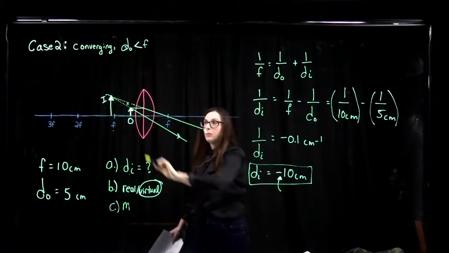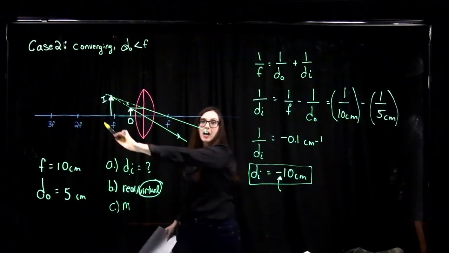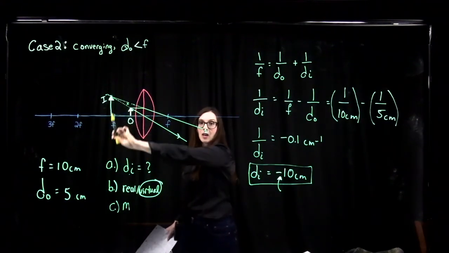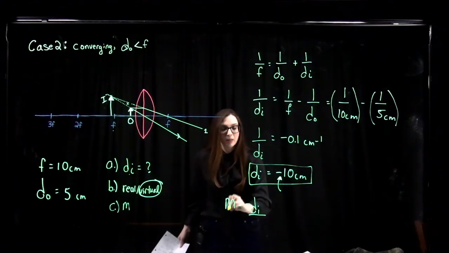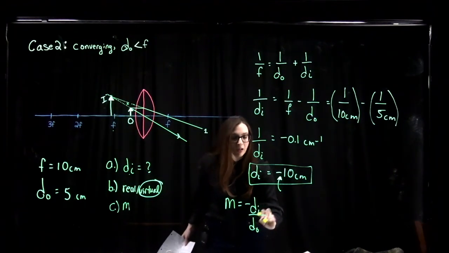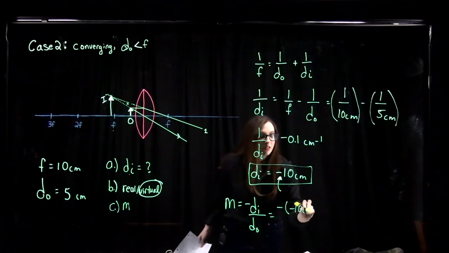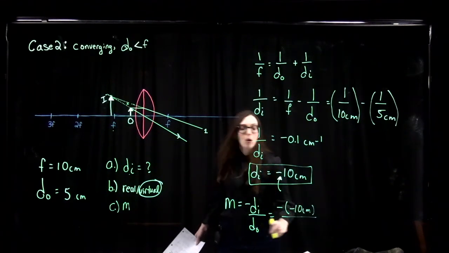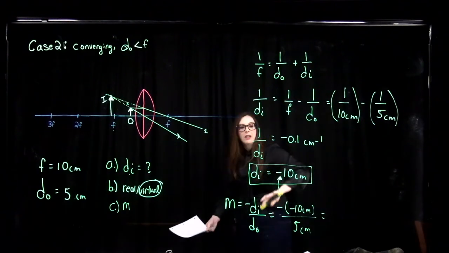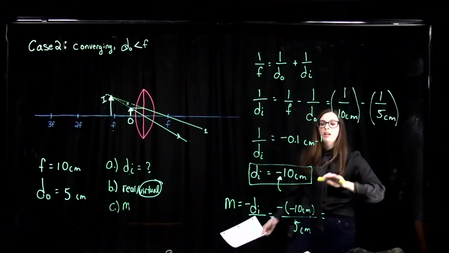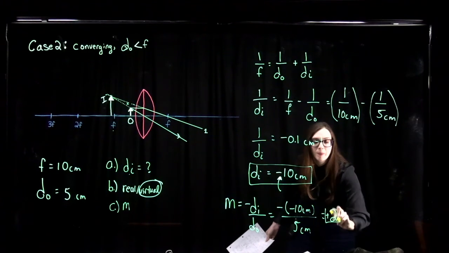It's virtual because the image is on the same side of the lens as the object. It's upright. It's not inverted. It's not flipped. The magnification is minus di over do. This can be minus negative 10 centimeters over do is 5 centimeters. So that negative times a negative is a positive. So we've got 10 over 5. So our magnification is plus 2.